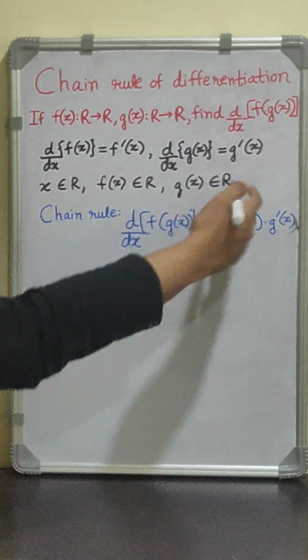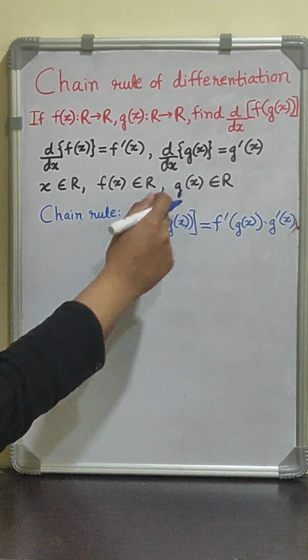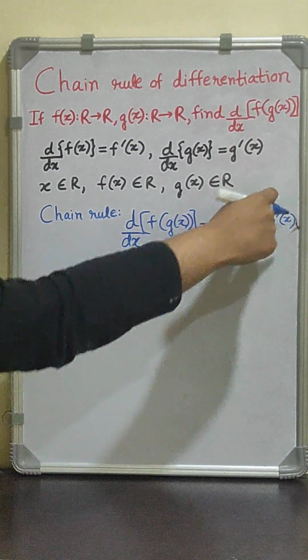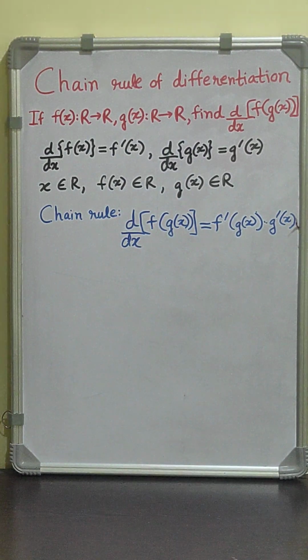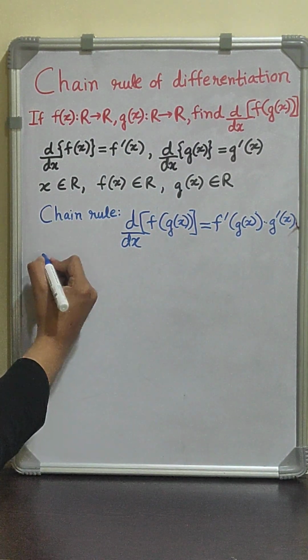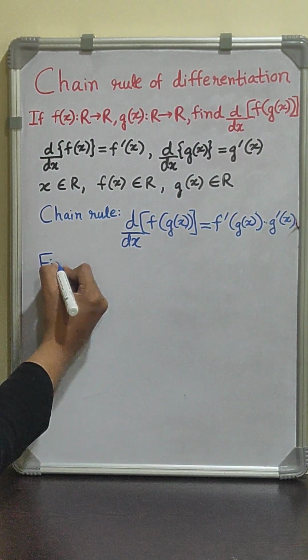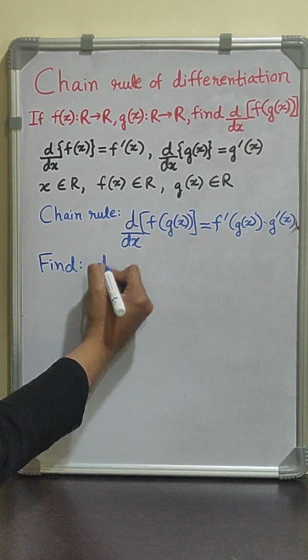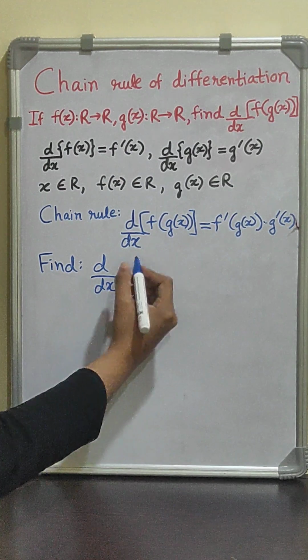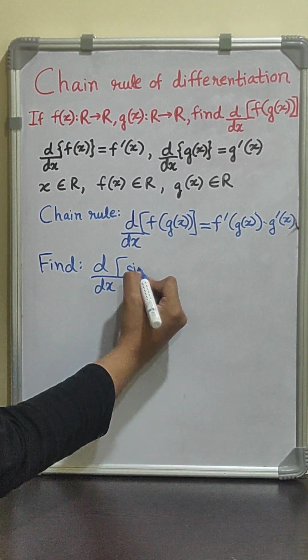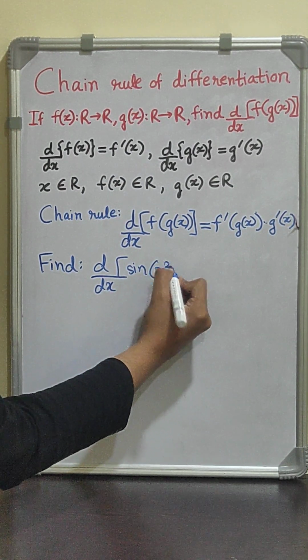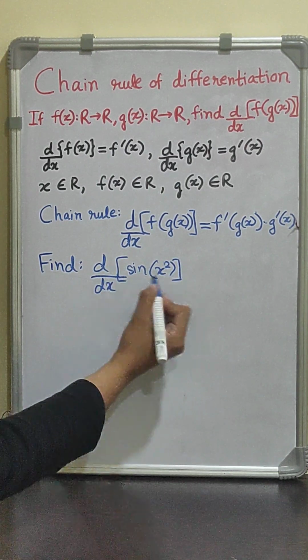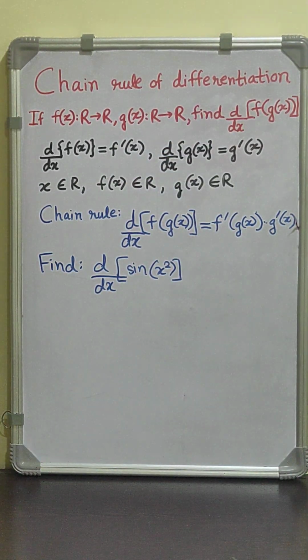And we can extend this further actually. If you have f of g of h of x, then you get three terms like this. We can see that later, but right now I'm going to take an example. Let's say: find the first derivative of sine of x squared, using the chain rule of differentiation.